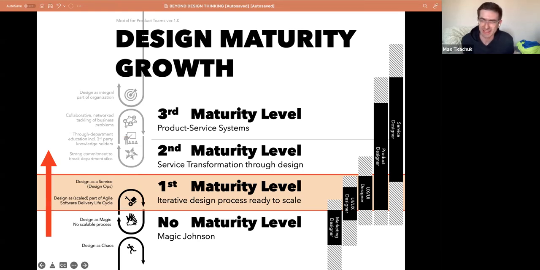And what we are aiming to do is bring this higher, to make sure that big companies such as telco and fintech actually have this service transformation through design, because the sweet spot of being a product service system is much brighter than it can seem.